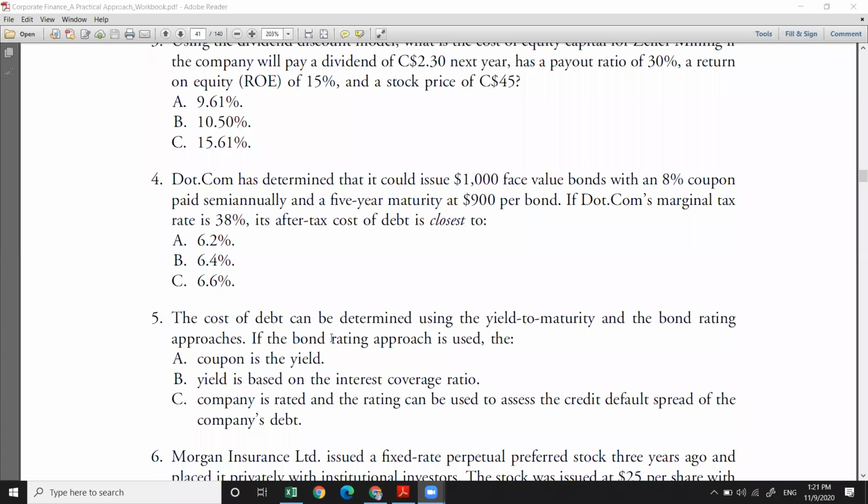The cost of debt can be determined using the YTM and the bond rating approach. If the bond rating approach is used, it depends on the knowledge of the company's rating and can be compared with the yields on the bonds in the public market only. So it's companies rated, and rating can be used to assess the credit default spread of the company's debt. Yield is based on the interest coverage ratio, no way. And coupon is the yield, never happened.